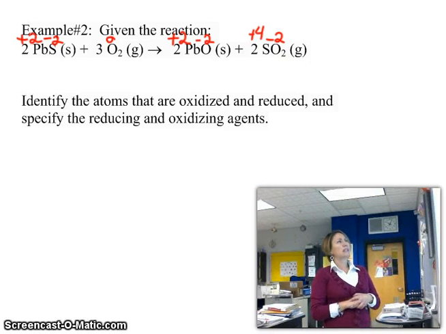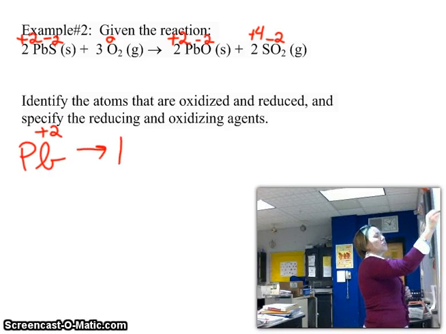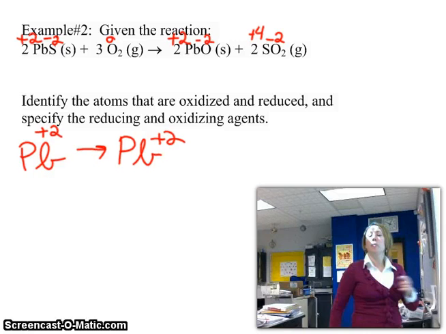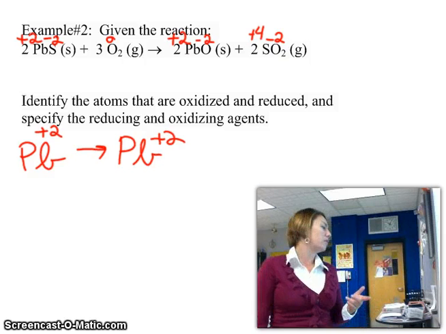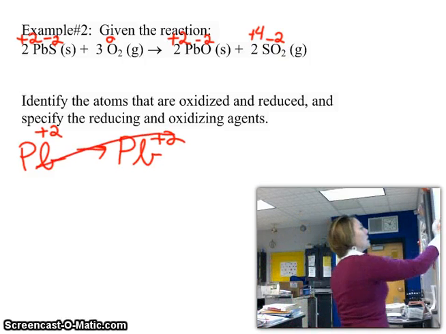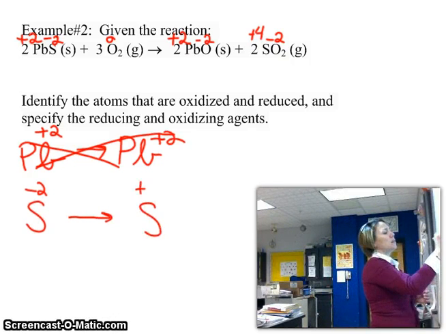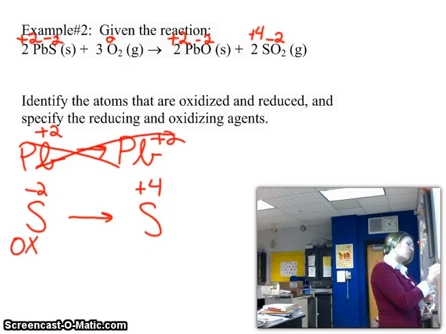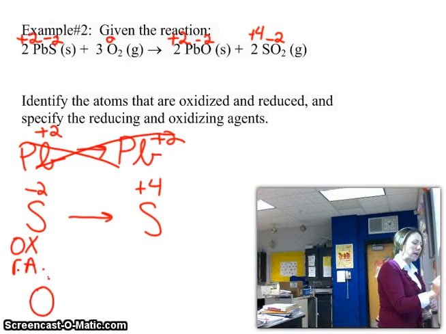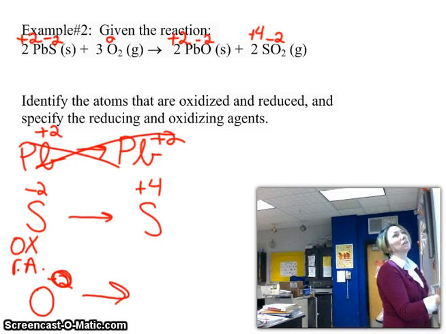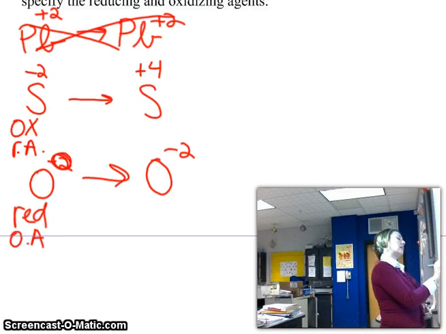So to identify who's oxidized, I look for whose charge is going up. Now Pb is interesting because it's +2 on the left and +2 on the right. So it's very similar. Nothing's happening to it. It's not gaining electrons. It's not losing electrons. It's sort of like a spectator in this reaction. So nothing's happening to it. Sulfur is going from -2 on the left to +4. That's going up the number line. So sulfur is oxidized, and that compound is known as the reducing agent. And oxygen's going from 0 down to -2. So oxygen's getting reduced, and it's the oxidizing agent.